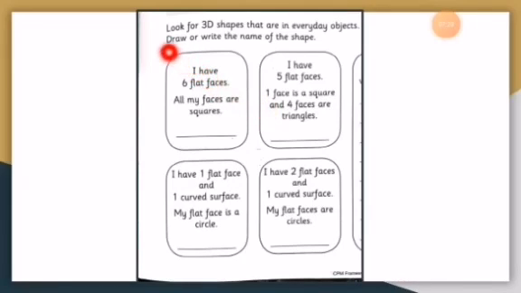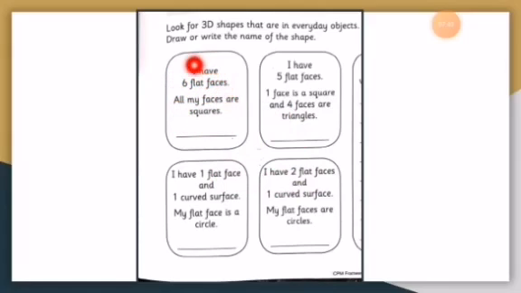Now let's read the question. Look for 3D shapes that are in everyday objects. Draw or write the name of the shape. Here, first we will solve these 4 parts.